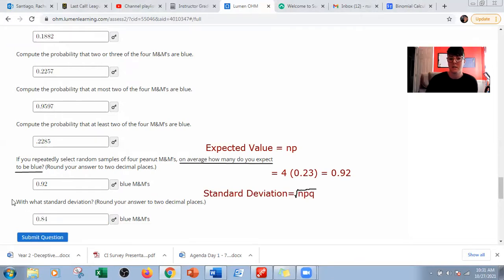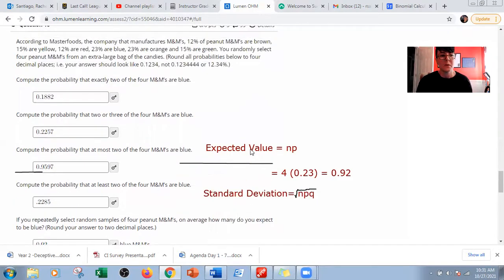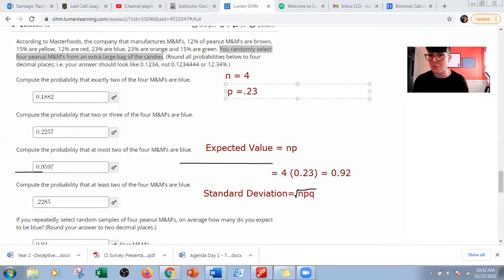Confused where you got the n, p, and q from. So let's go up a little bit. Because we are randomly selecting 4 peanut M&Ms from a large bag of candies, that tells us the number of trials, which means n is 4. Now, p is the probability we choose a blue M&M. The chances of picking blue are 23%. So 0.23 is the probability we choose blue. Well, the probability we don't is what's left over. Oh, okay. Good. Excellent. Any other questions on this problem?